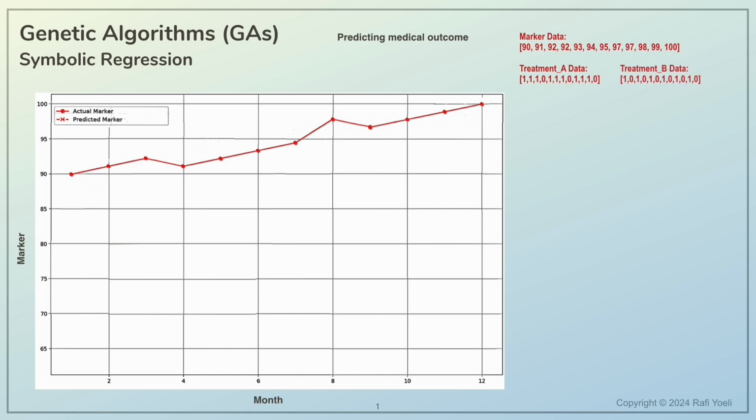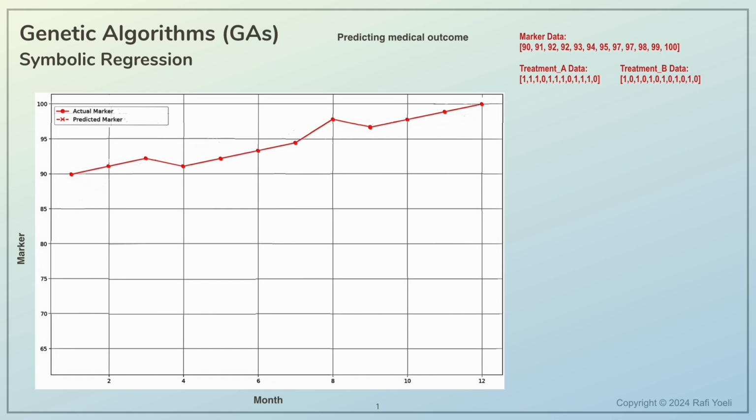Our goal is to develop a model that captures an individual patient's unique response to certain treatments, in a reliable and explainable manner. Let's examine our dataset for a specific patient. We have a health marker value that indicates the patient's status, ranging from 90 to 100, over a 12-month period. We have two treatment protocols, treatment A and treatment B, each represented as binary data, showing when they were administered.